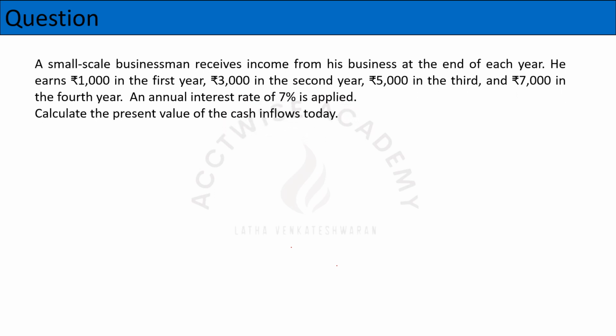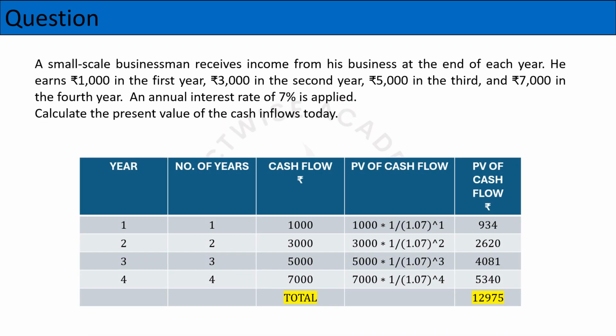Let us see the solution now. The solution is the same as for future value. The table is the same: year, number of years, cash flow, PV of cash flow formula, and PV of cash flow amount. For year 1, what did I say? We have to count in a normal way to find the present value of cash flow. For year 1, number of years is also 1 and cash flow is 1000 rupees.